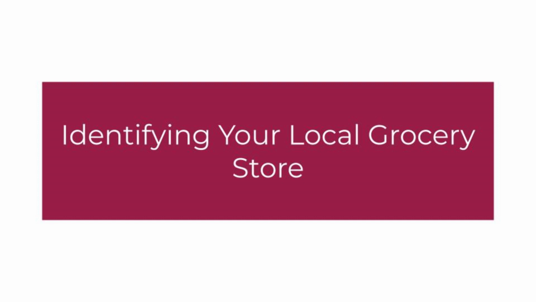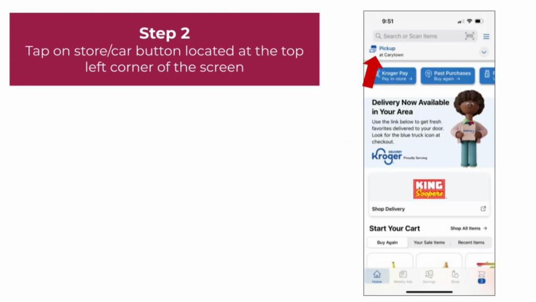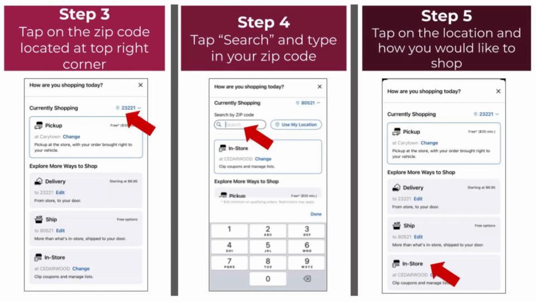This allows us to select whether we plan on shopping in-store or ordering grocery pickup or delivery as well. First, on the home screen, tap on the Kroger app icon. Next, tap on the store or car button located at the top left corner of the screen. Then tap on the zip code located at the top right corner. Then tap search to display the keyboard and type in your zip code.